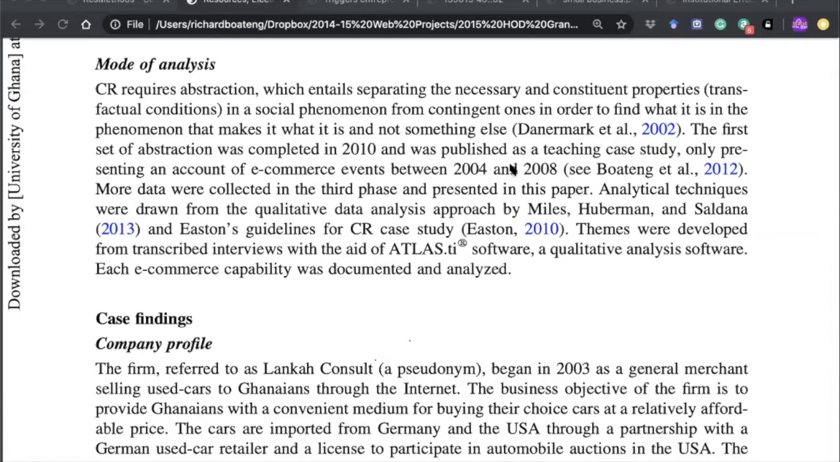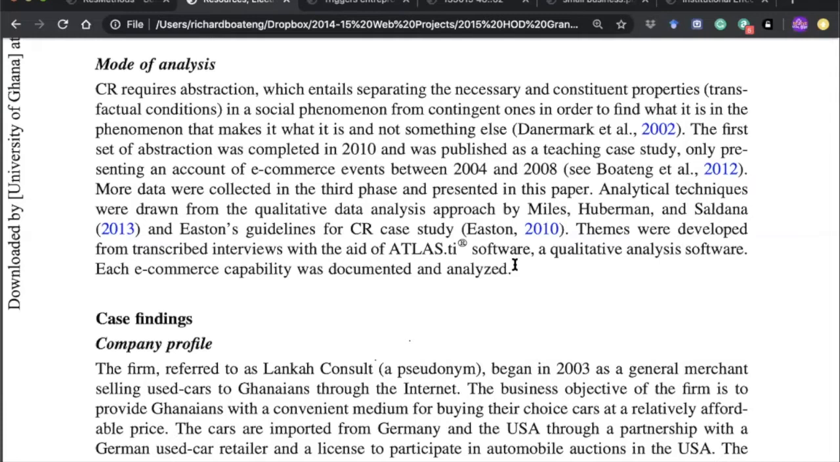Okay. So let's continue. CR requires abstraction, which entails separating necessary and constituent properties, or transfactual conditions in the phenomenon, from the contingent ones, in order to find out what is in the phenomenon that makes it what it is and not something else. So we are trying to determine what makes the phenomenon we are studying happen that particular way and what is not part of it.